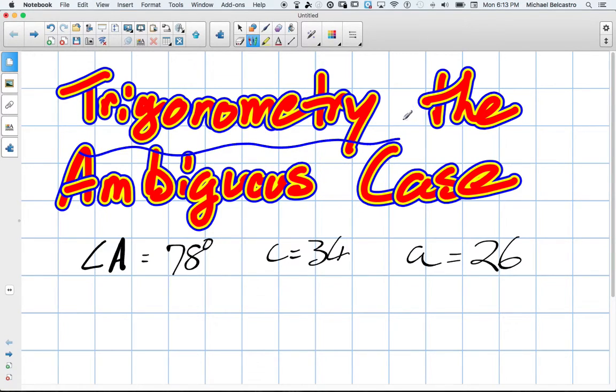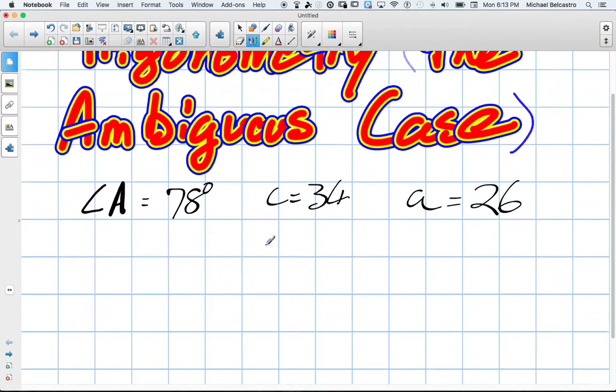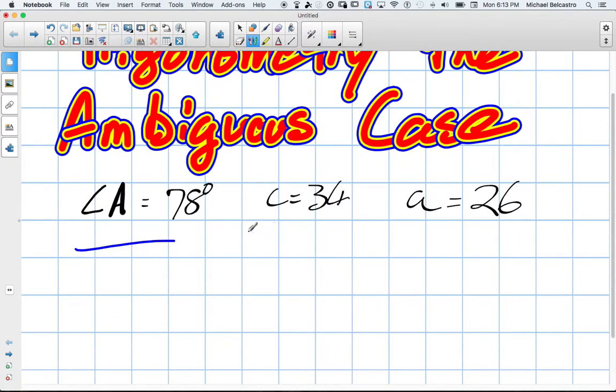Okay, we're going to go over trigonometry and we're going to focus on this ambiguous case. We should talk about the ambiguous case. Sorry. Let's go over the example.